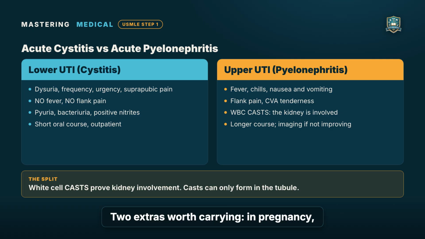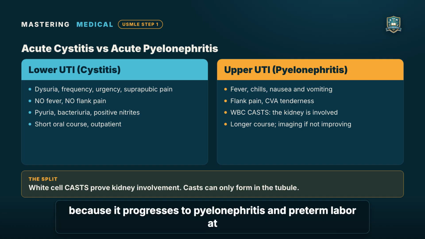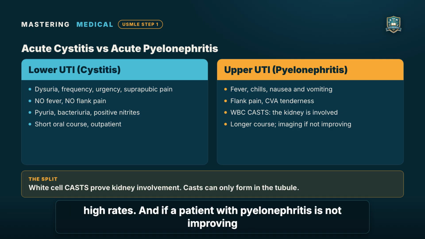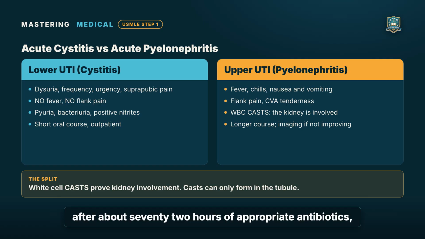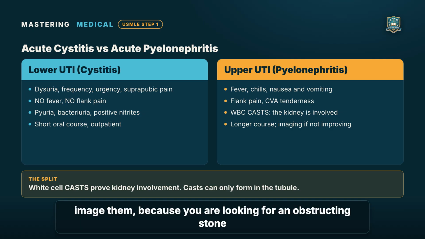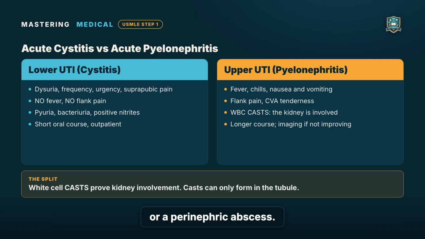2 extras worth carrying. In pregnancy, even an asymptomatic bacteriuria must be treated because it progresses to pyelonephritis and preterm labor at high rates. And if a patient with pyelonephritis is not improving after about 72 hours of appropriate antibiotics, image them because you're looking for an obstructing stone or a perinephric abscess.